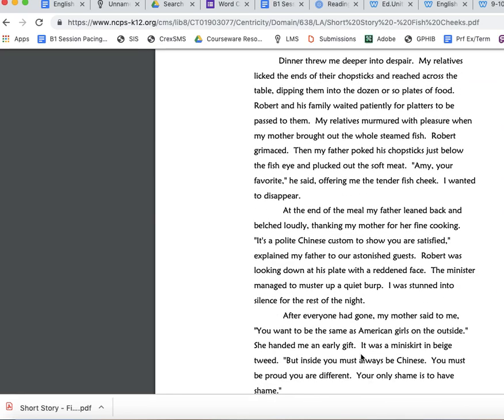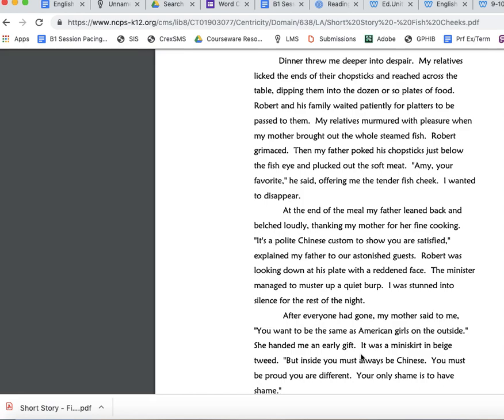Dinner threw me deeper into despair. There's another important word there, the word despair. My relatives licked the end of their chopsticks and reached across the table, dipping them into the dozen or so plates of food. Robert and his family waited patiently for platters to be passed to them. My relatives murmured with pleasure when my mother brought out the whole steamed fish. Robert grimaced. Then my father poked his chopsticks just below the fisheye and plucked out the soft meat. "Amy, your favorite," he said, offering me the tender fish cheek.